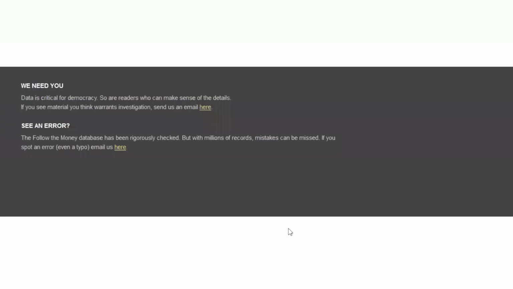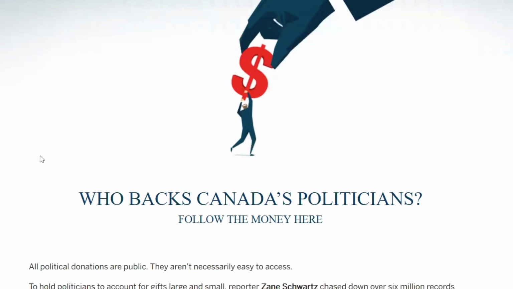So in Canada, all donations are public, but they're usually kept in formats which are very difficult to search. So for example, if you wanted to look up who the biggest donors were in Saskatchewan, where there are no limits on how much you can donate, they accept unlimited foreign money, they accept unlimited corporate and union money.